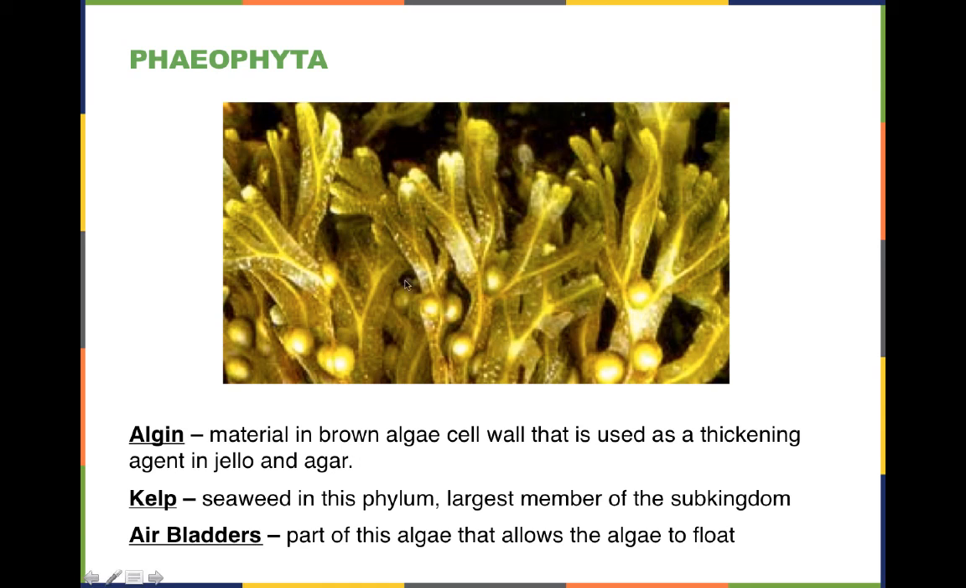You see right here on these algae, these little pockets actually contain air, and this allows the algae to float in the water. These are called air bladders, and they allow the algae, as I said, to float in the water.